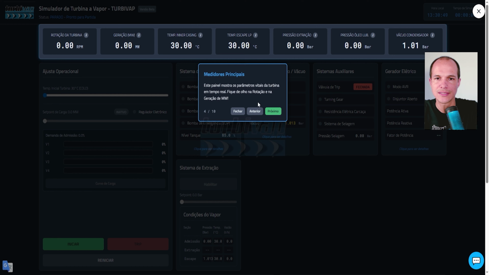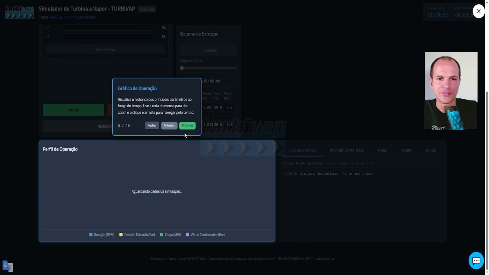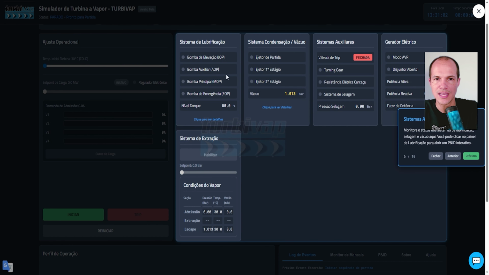Here he'll draw attention to our panel. Here are the main gauges, so keep an eye on them. Here we have the operating profile, the entire performance graph, the historical evolution as a function of time. And the auxiliary systems working. So this is basically the information.